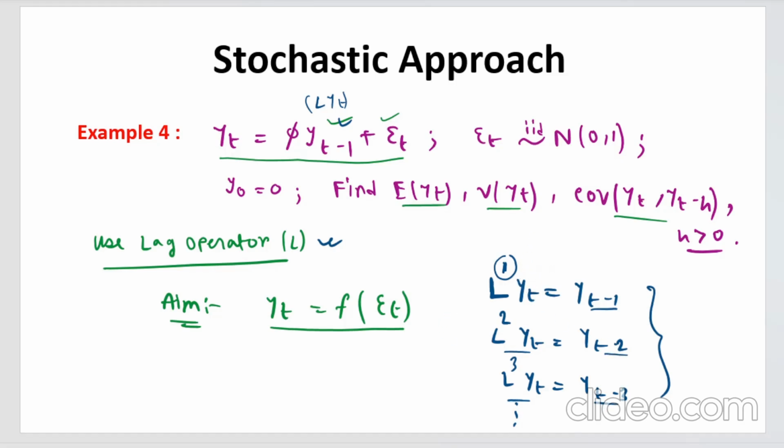So you use the lag operator. Lag simply means that if you take the lag according to the degree, the term will change. So lag to the power 1 of yt means simply yt minus 1. Lag 2 yt means yt minus 2, so on and so forth, right? Now if you use this, how will you write the given expression? Yt is given to you as phi yt minus 1 plus epsilon t. So simply phi L yt plus epsilon t, right?